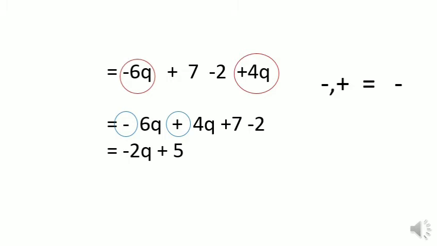We will do the same thing for plus 7 minus 2. Do what it says: plus minus. Minus means subtract 2 from 7, which is 5, and write the sign of the biggest number, which is plus. So we wrote plus over here. So our answer is minus 2q plus 5. So this is how simply we can solve the equation. Do remember this: first arrange the equation, then do plus minus.